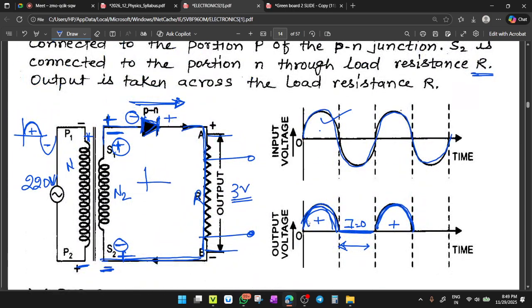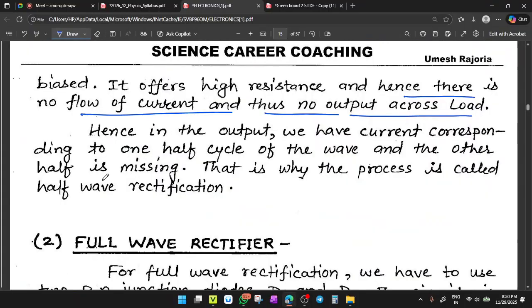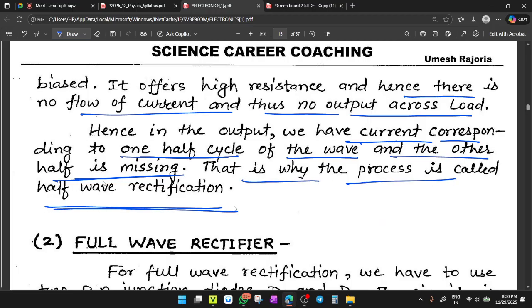So the positive cycle is conducted as it is, and there is no negative cycle. Again, when the cycle changes, for the positive input cycle there is conduction. This process happens many times again and again. Hence, in the output, we have current corresponding to one half cycle of the wave, and the other half cycle is missing. Clear? That is why this process is called half wave rectification, and this type of rectifier is called a half wave rectifier. Clear?